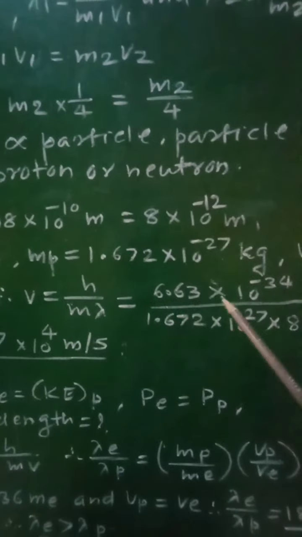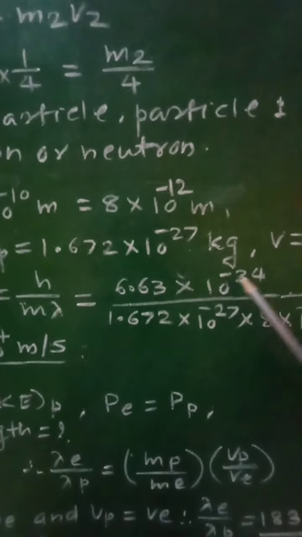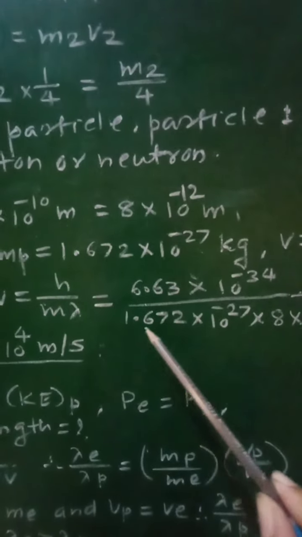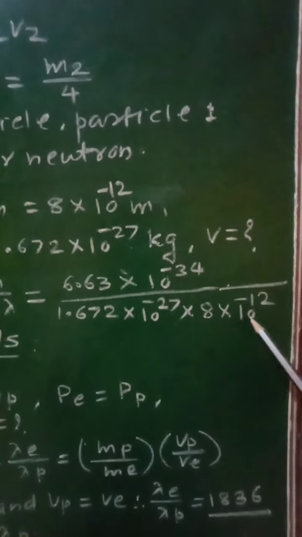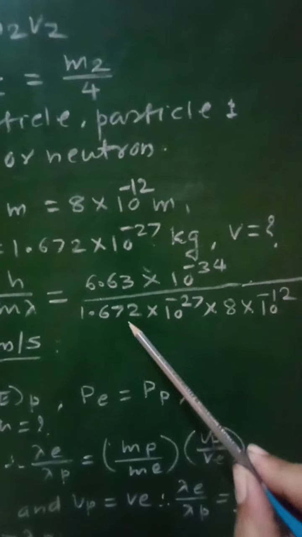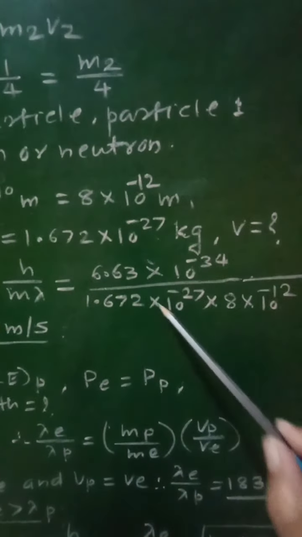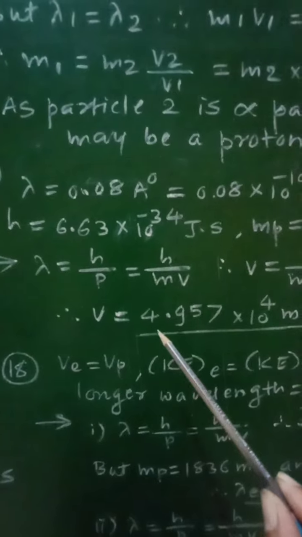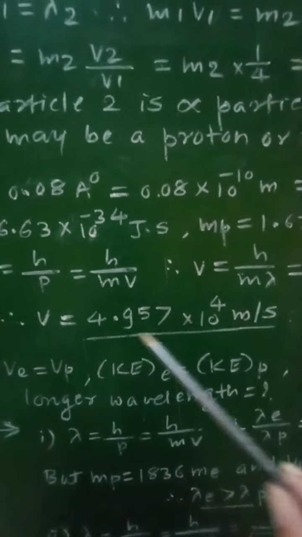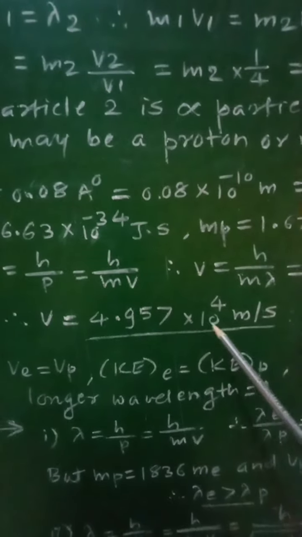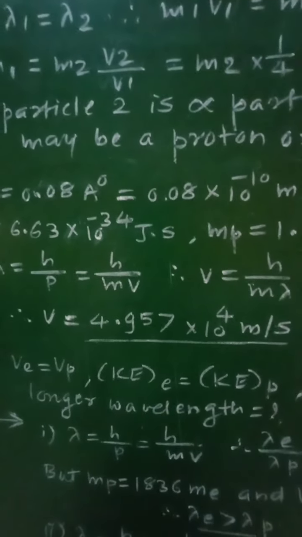Putting the values, we will get 6.63 into 10 raised to minus 34 upon 1.672 into 10 raised to minus 27 into 8 into 10 raised to minus 12. Then simplifying it, we will get v is equal to 4.957 into 10 raised to 4 meter per second. So this will be the required speed of proton.